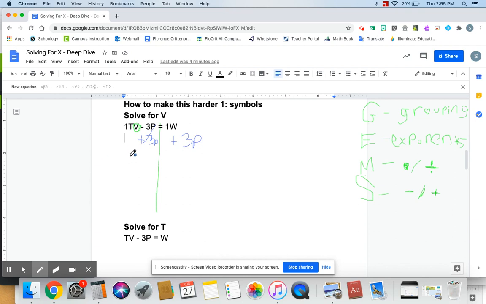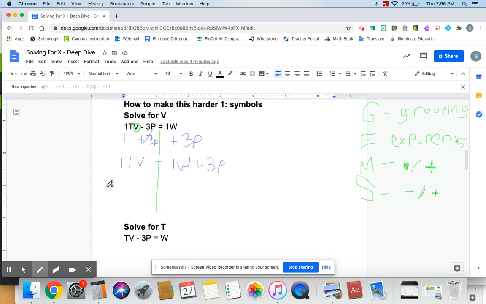All right, so I still have one TV over here. One TV. That went away, but it's going to equal what? So we still have one W, and we need to add the 3P, and we cannot combine them together because you cannot combine W's with P's. So it's just going to look weird.